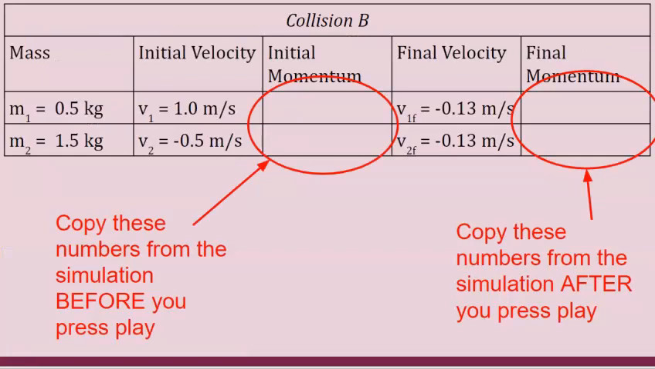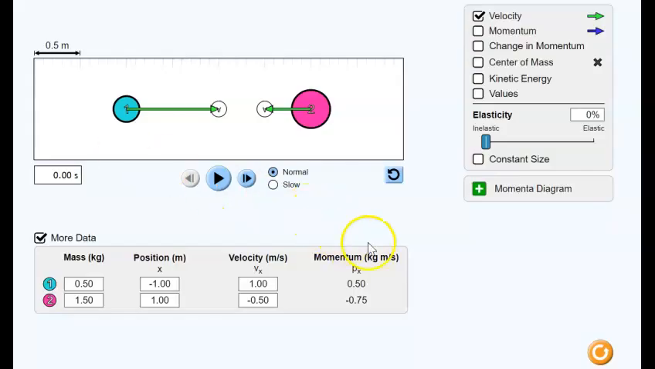So it's really similar to what we did on Friday. You'll be copying down the initial momentum numbers right before you press play in the simulation. And then you'll press play, and then you'll get the final momentum numbers. So these are the numbers we're looking at. Momentum, and remember the units are kilograms times meters per second, so when you copy down the numbers, also copy down the units. So these are the numbers I would put for my initial momentum.